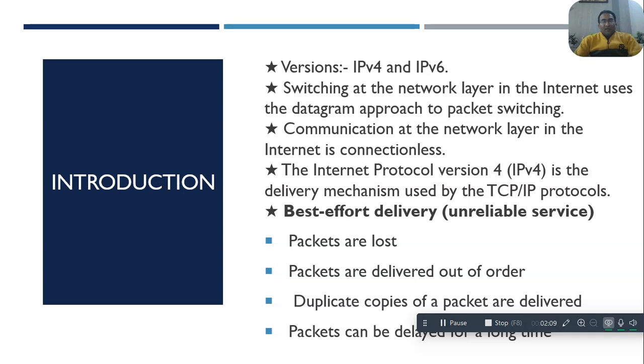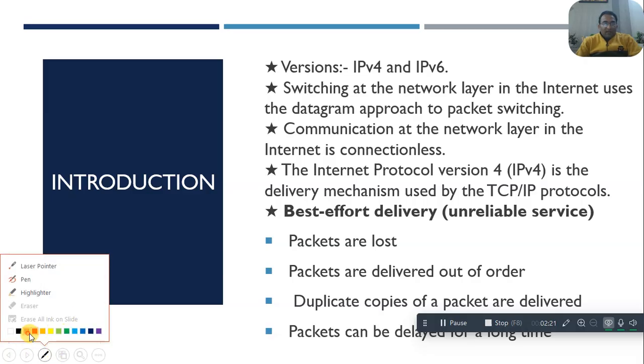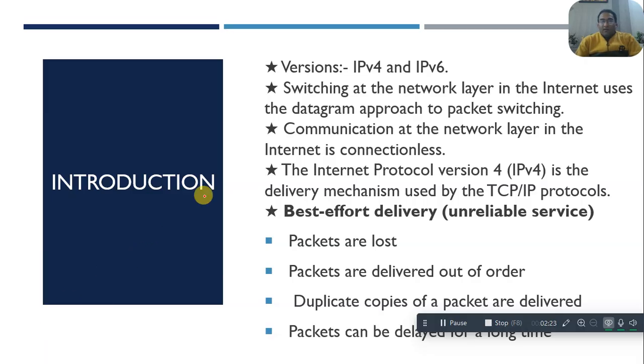So the Internet Protocol has 2 versions, that is IPv4 and IPv6. IPv4 is of 32 bits, and IPv6 is of 128 bits. This is the first basic difference between these 2 versions.